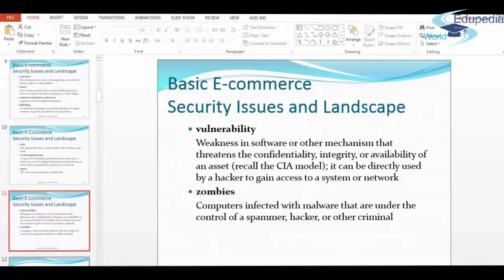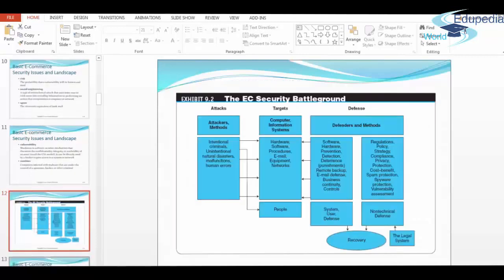Zombies are computers infected with malware that are under the control of a spammer, hacker, or other criminal. Okay, zombies are like dead people that are still walking. So zombie computers are exactly like that. Zombies are computers infected with malware that are under the control of a spammer.